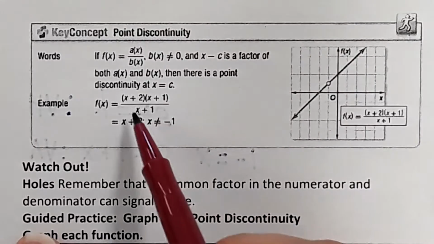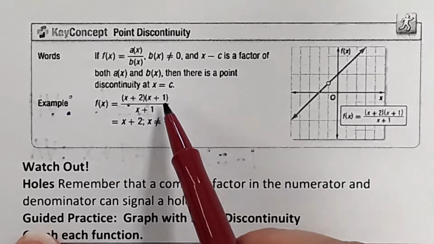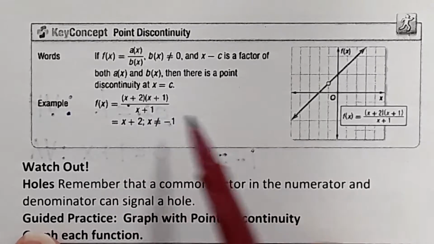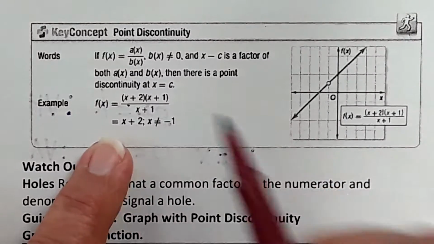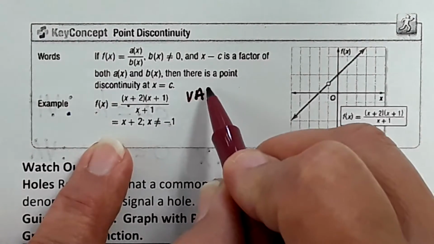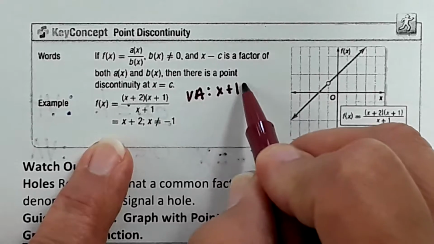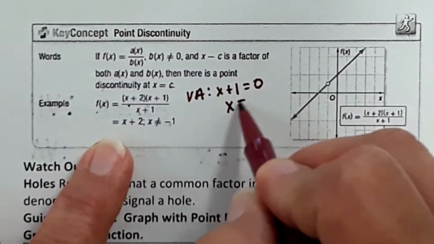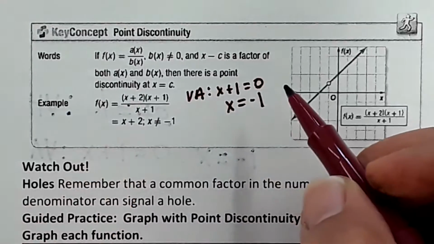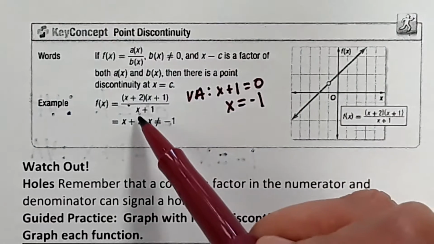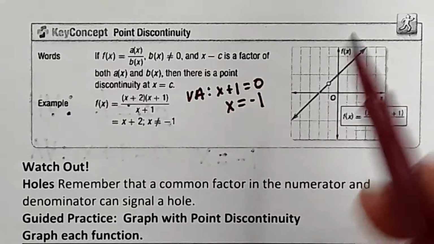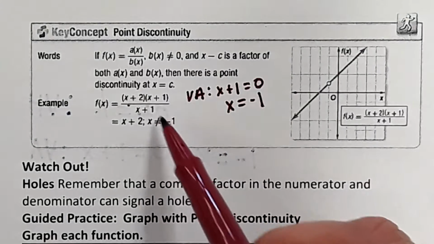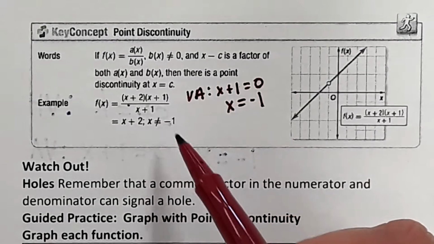So you guys, right here, in this example, it's already been factored in the numerator, and it's been factored in the denominator. So our vertical asymptote is x plus 1 equals 0, so x equals -1. But then you'll notice that the x plus 1's cancel out. Do you guys see that in the key concept right here? See how x plus 1 and x plus 1, they cancel out?